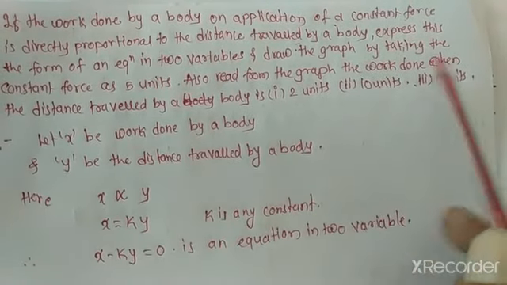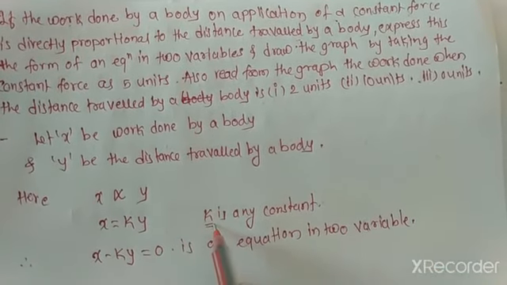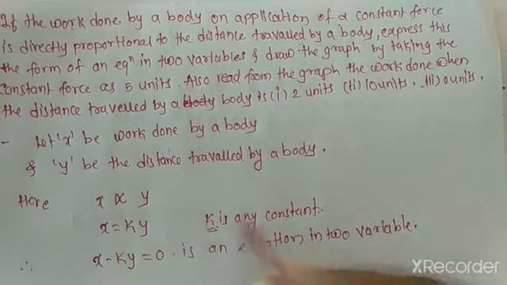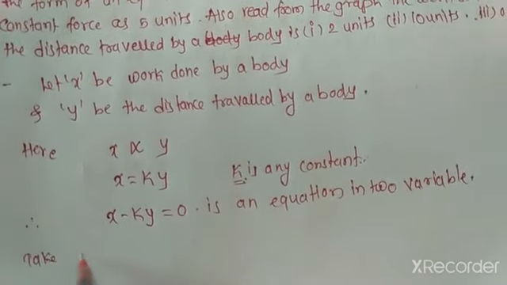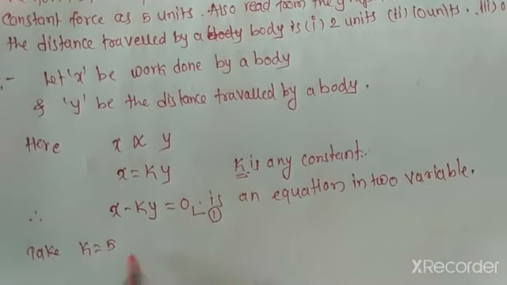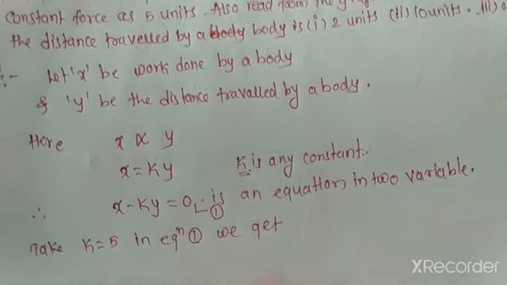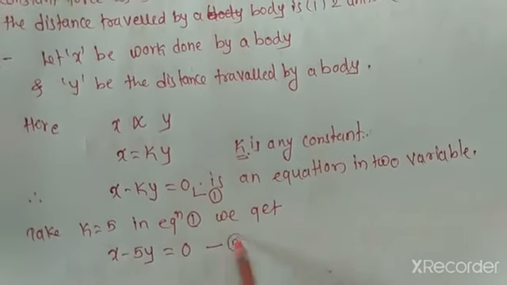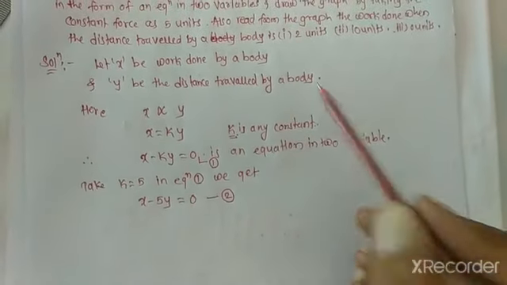And draw the graph by taking constant force as 5 unit. Now here we have to take this constant k, constant force or any constant. So we have to take k is equal to 5. Here we will write it as equation number 1. In equation 1 we get x minus 5y is equal to 0. Write it as equation number 2. And we have to draw a graph for x minus 5y is equal to 0 now.